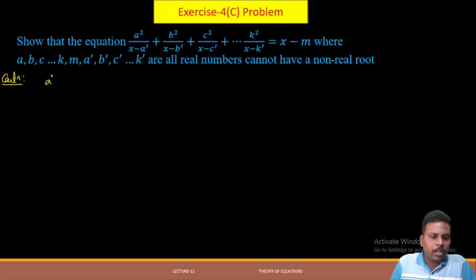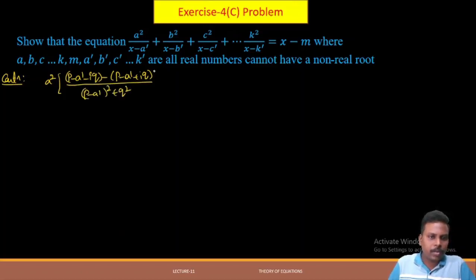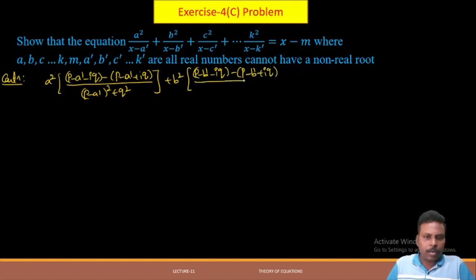Then this becomes a square into p minus a dash minus iq minus p minus a dash plus iq, divided by p minus a dash whole square plus q square, plus b square into p minus b dash minus iq minus p minus b dash plus iq, divided by p minus b dash whole square plus q square, and so on.